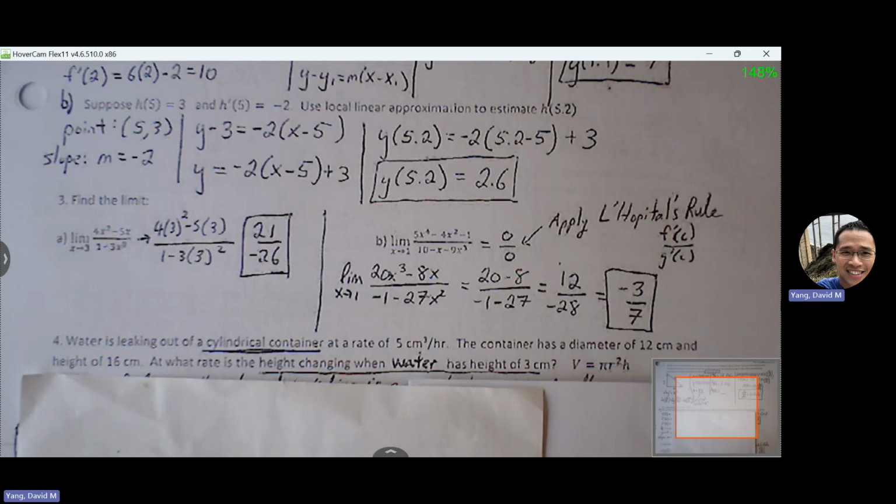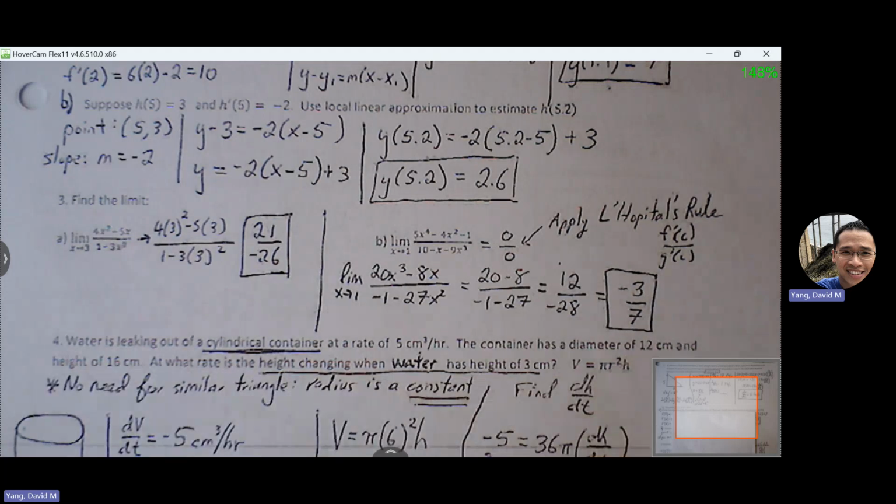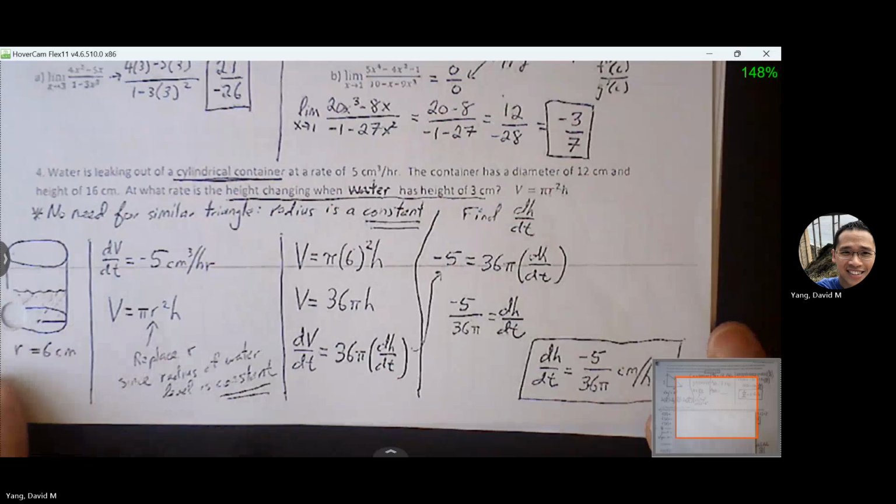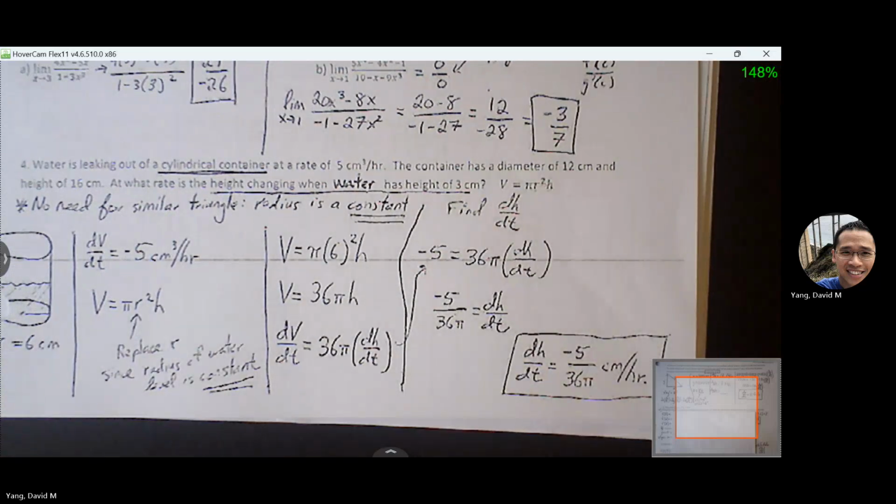Okay, what's the radius that we're going to use? Good, 6. So put that 6 in for R. You should be ready to build your derivative and solve for your dH dt. So we don't need the height of the container. We don't need to know that the water has a height of 3 centimeters. It's not going to be used at all.